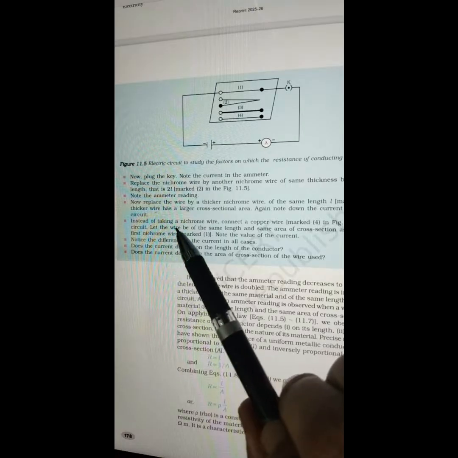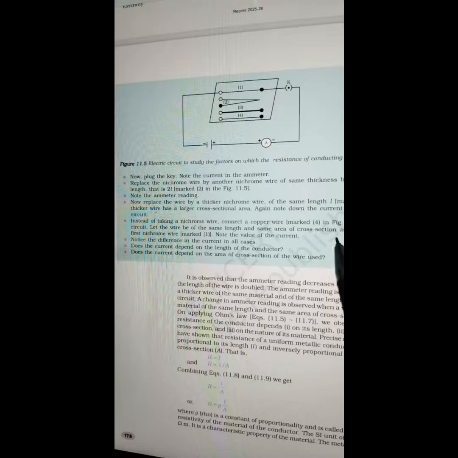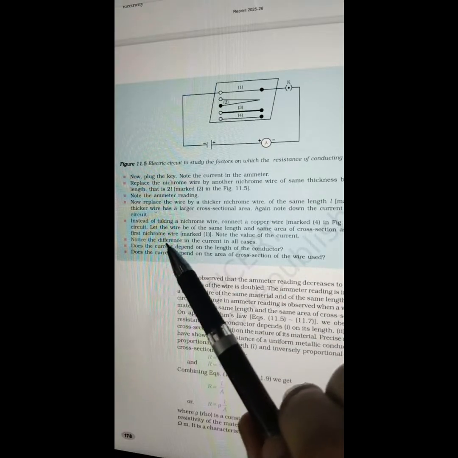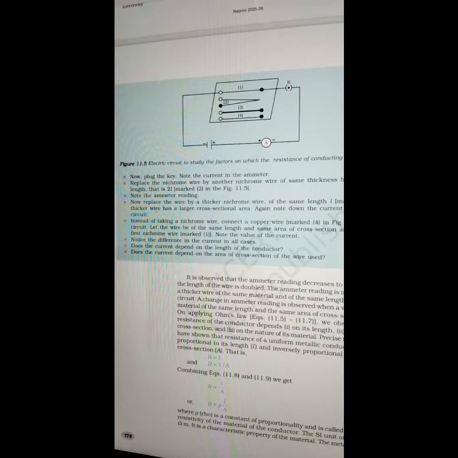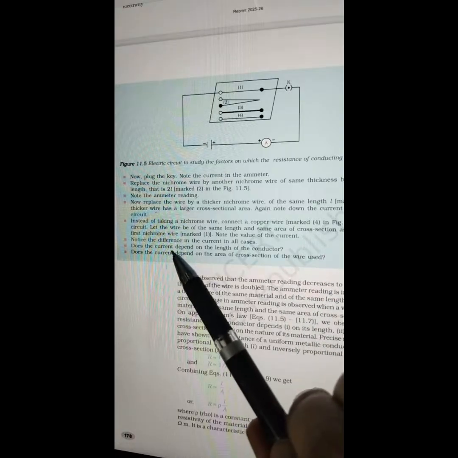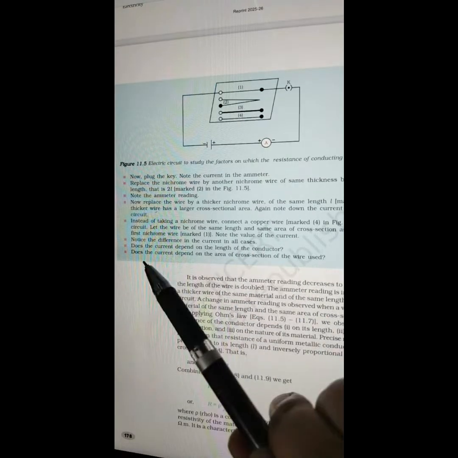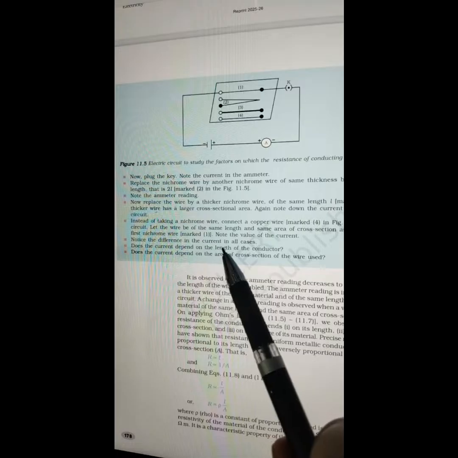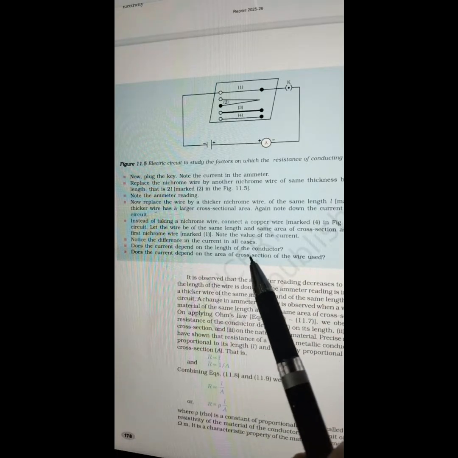A thicker wire has a larger cross-sectional area. Again, note down the current through the circuit. Instead of taking a nichrome wire, connect a copper wire, marked 4 in figure 11.5, in the circuit. Let the wire be of the same length and the same area of cross section as that of the first nichrome wire, marked 1. Note the value of the current. Notice the difference in the current in all cases.